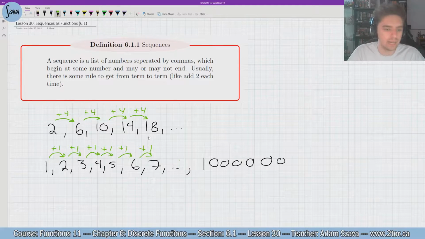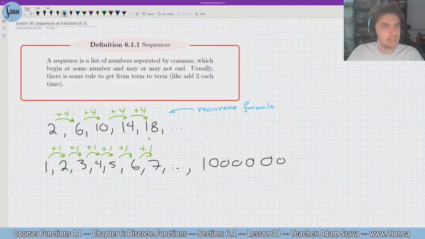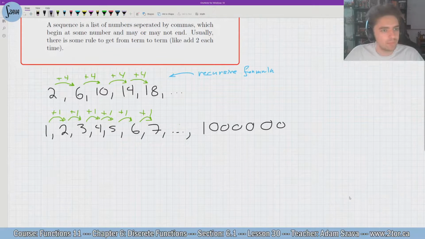We're going to study different kinds of rules. This is a type of rule called a recursive formula, and we're going to learn about that in the next section. 6.2 is about recursive formulas. But for right now, you can already understand that when you have terms and you go between the terms, there's some rule you have to apply. So add 4, add 1, something like that.